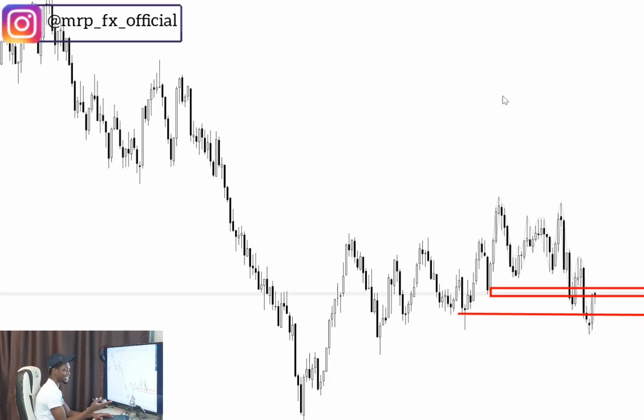Cool. Now it went and hit my stop loss, right? It went and hit my stop loss. Now the reason why it went there to hit that place is because there was a zone here.